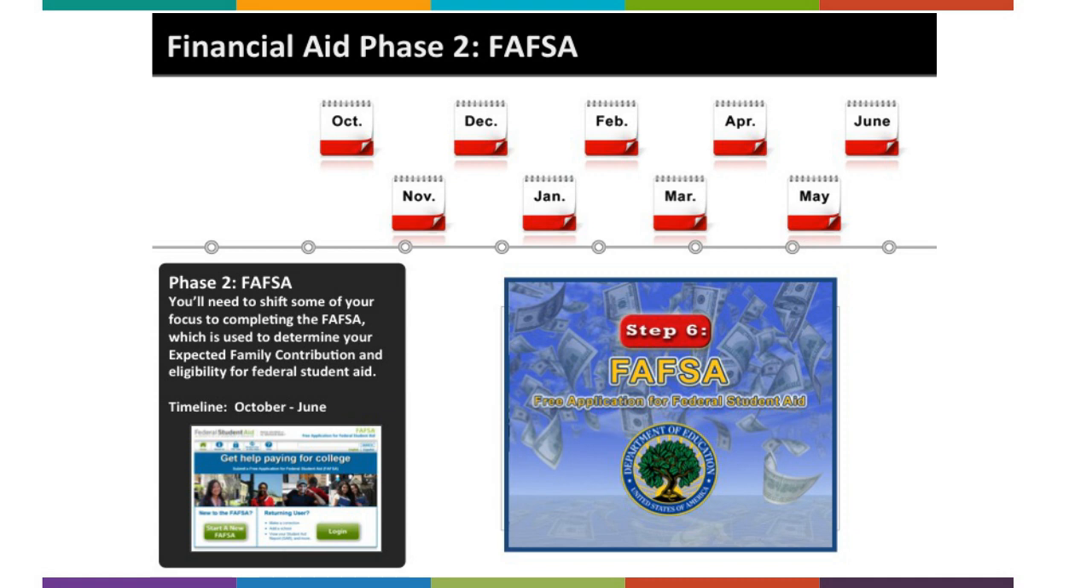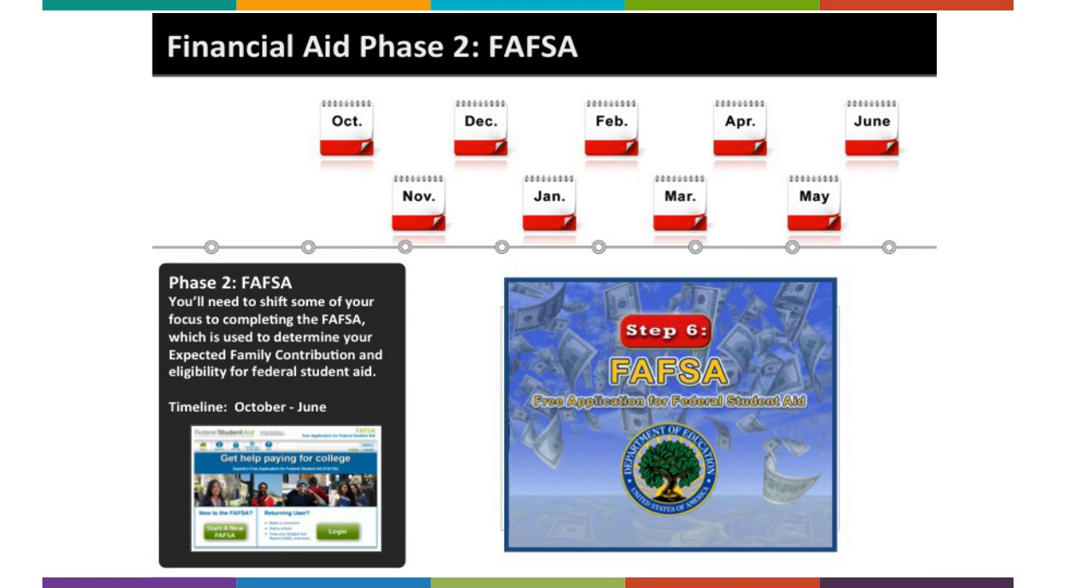The first step to applying for federal student aid is to complete the FASW. The FASW is used by the U.S. Department of Education to determine your expected family contribution and your eligibility for federal student aid programs, which is the largest source of financial aid for students. State higher education agencies and colleges will also use your FASW information along with other forms to determine your eligibility for state and school-sponsored financial aid.